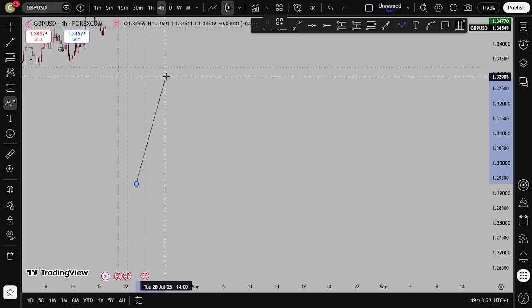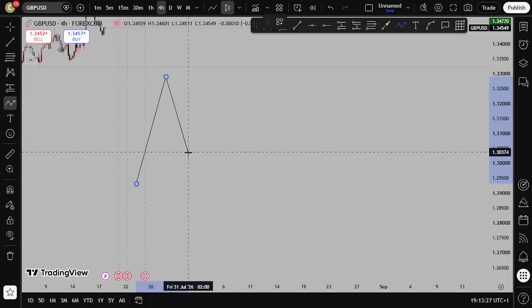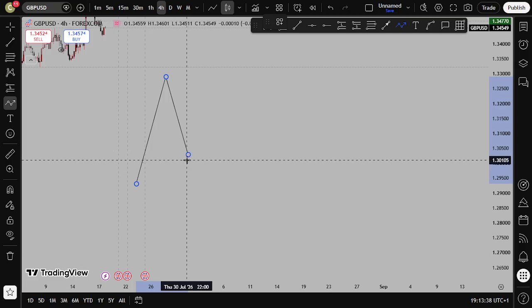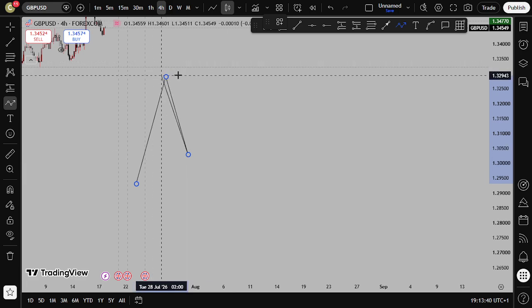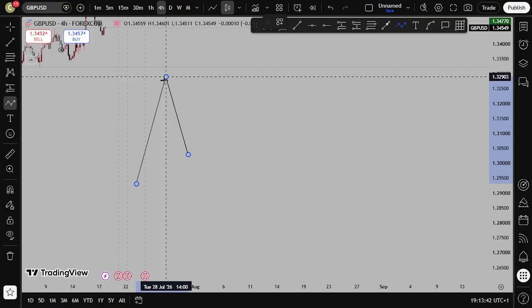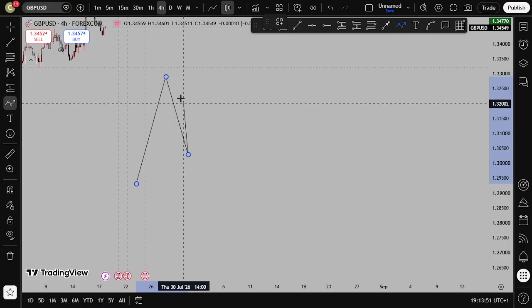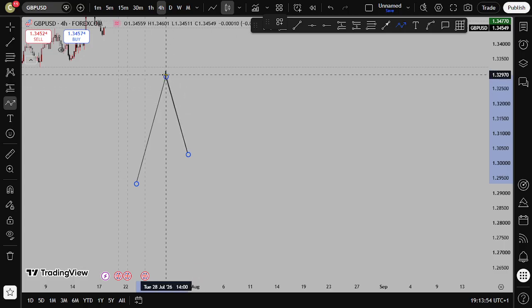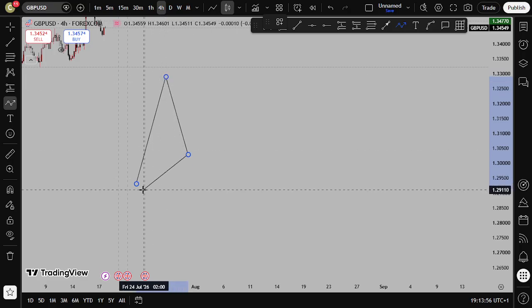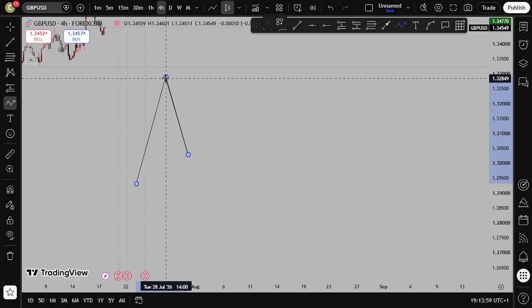Price moves up, then pulls back. Like I said, whenever price changes direction, it's called a turning point. This high here, where price changes its direction, is a turning point. So what do we call this point? This point is what we call a swing high, since that's the upside.